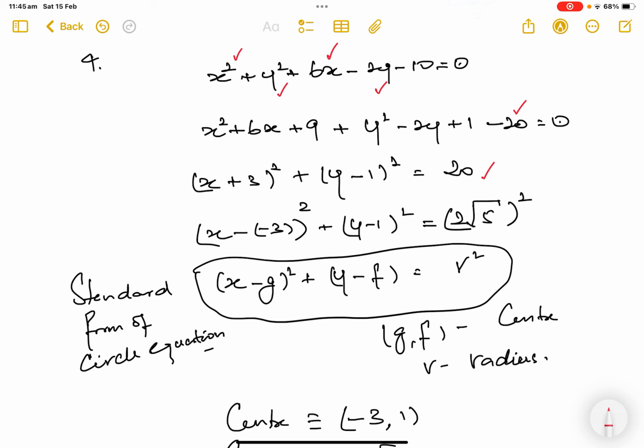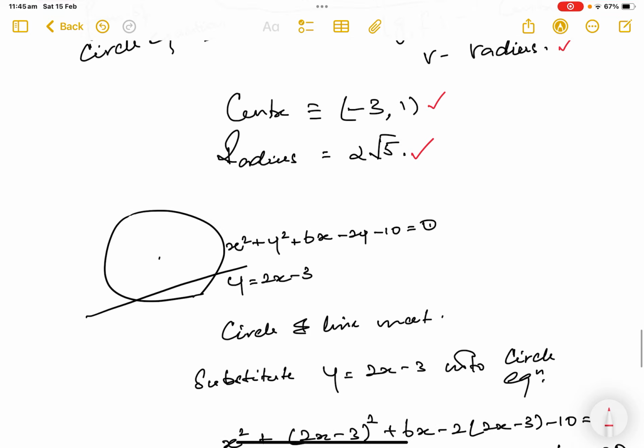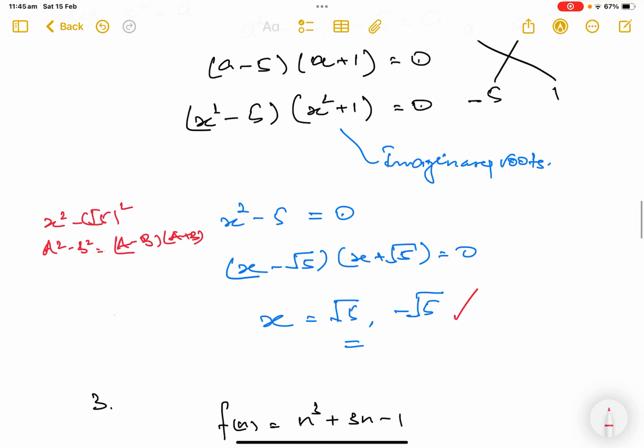This is in the form x minus g squared plus y minus f squared equals r squared, where g and f give the center and r is the radius. If you compare this to the equation we have, the coordinates of the center are minus 3 and 1. The radius is 2 root 5. That is done.